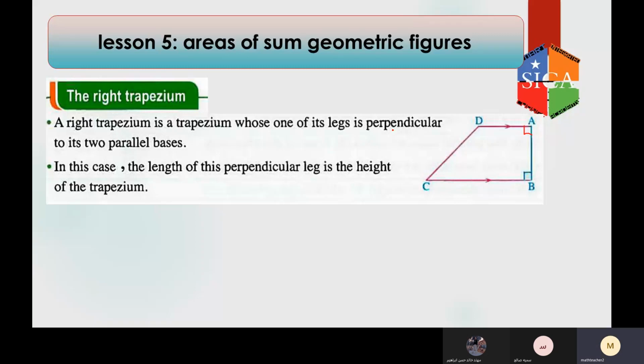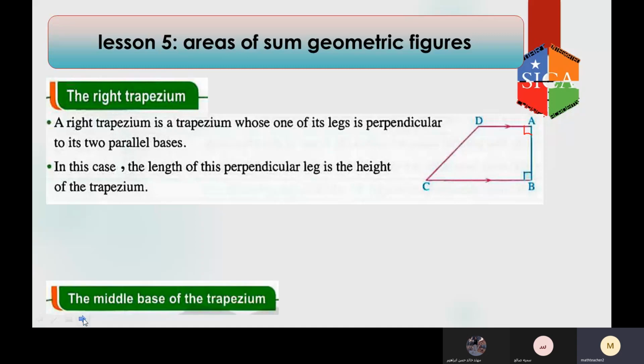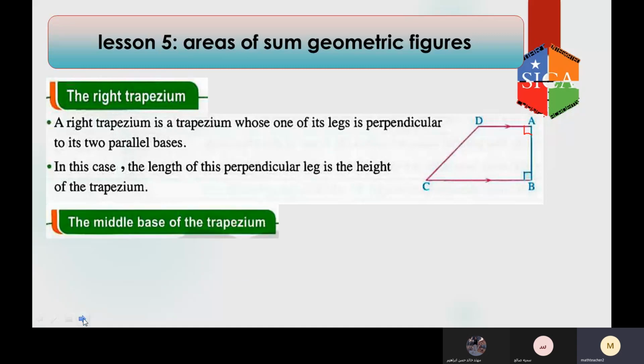Where is the height here? When we talk about the trapezium, AB, yes, it is the AB. AB is the height. Then the leg AB will be the height of the trapezium because it is a right trapezium.